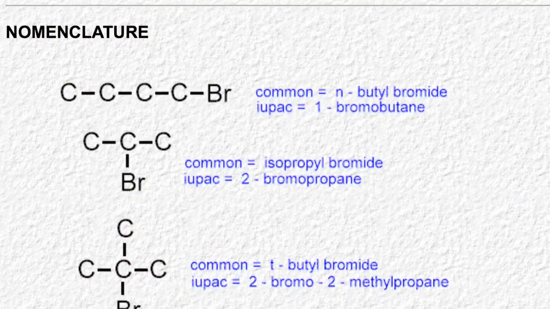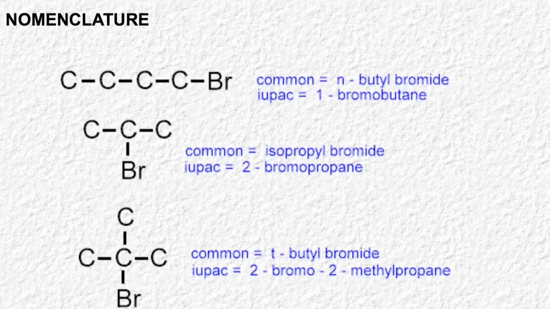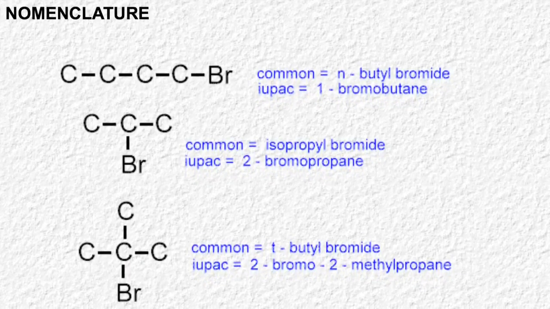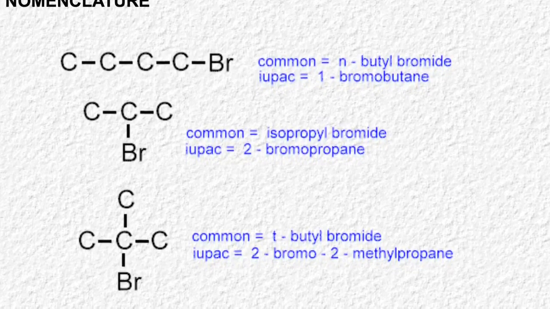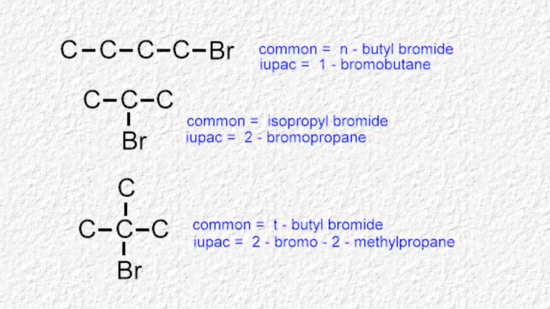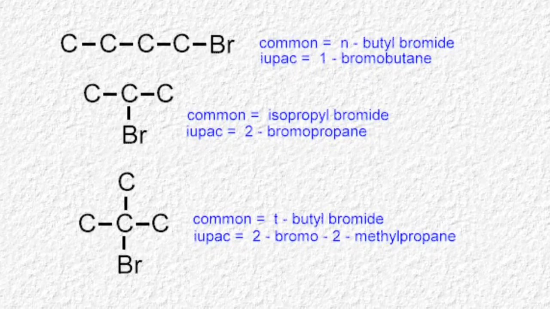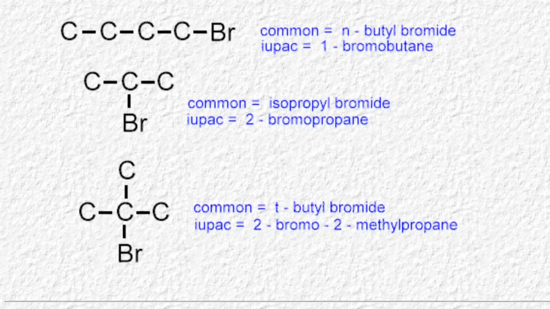Here are some nomenclature rules. Alkyl halides are named by adding a prefix to the name of the alkane that they come from. The prefix tells of the particular halogen used, as aforementioned. The prefixes are: for fluorine, fluoro; for chlorine, chloro; for bromine, bromo; and for iodine, iodo.